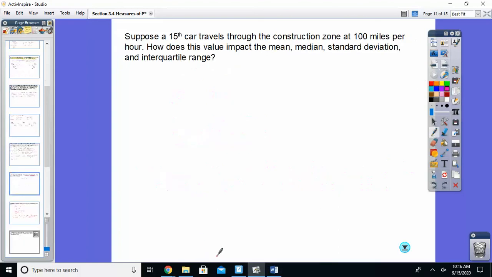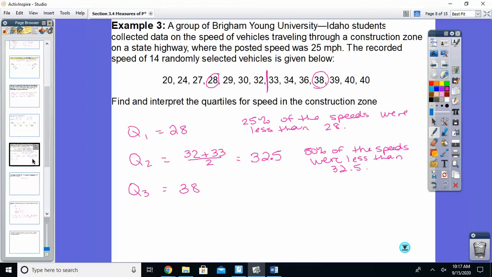I want to see what happens if I take a 15th car going through at 100 miles per hour. So that speed is significantly different than all the others, right? I want to see what it does to the mean, median, standard deviation, and interquartile range. Now, did I calculate all of that stuff for the first time? No. So what's the easiest way to get the mean, median? We had that already. Standard deviation, what do we need to do? Calculator. Okay, so go to your calculator.